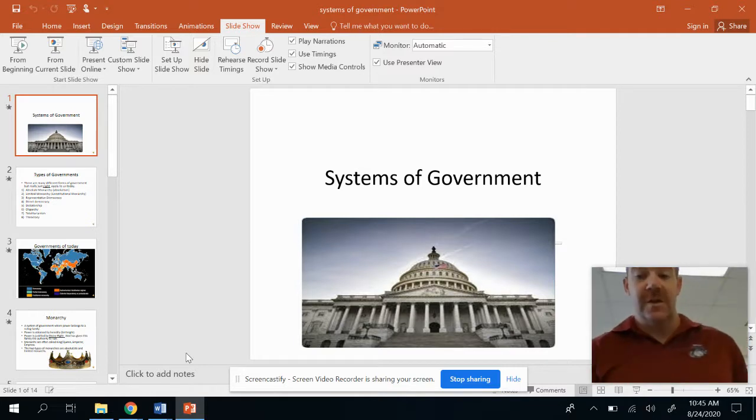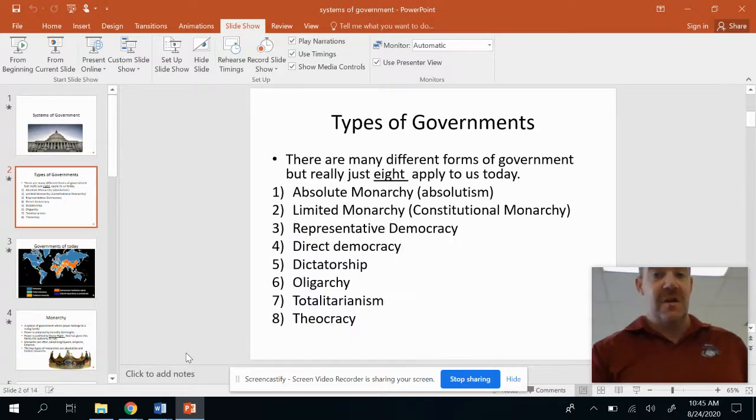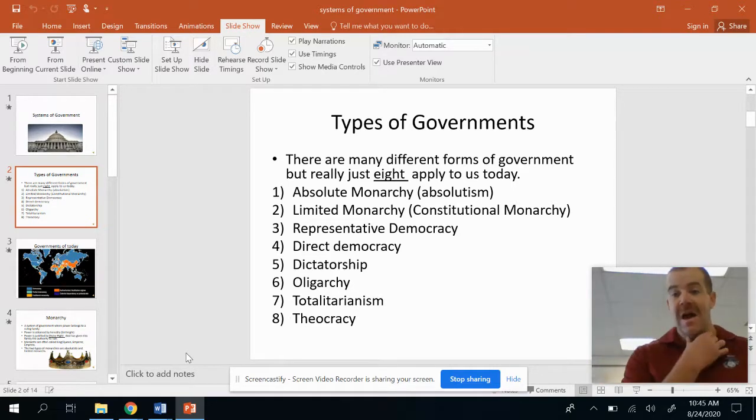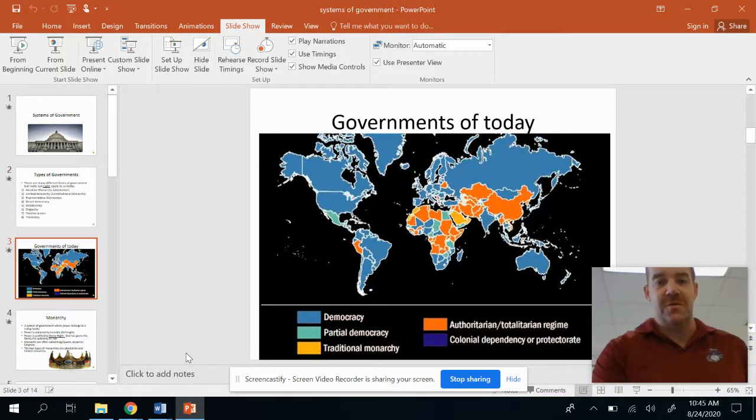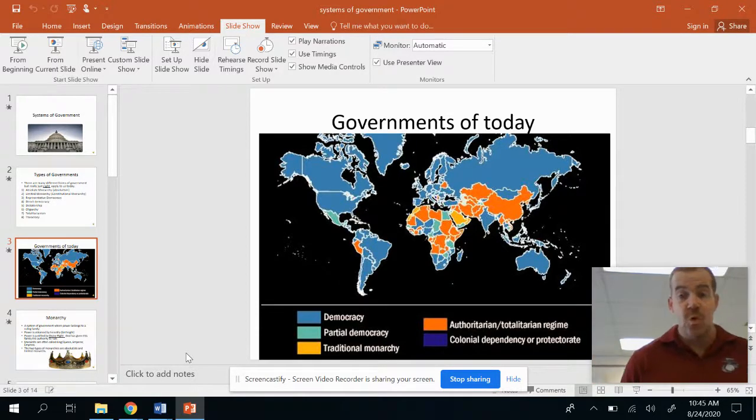So I'm going to go through this right here, systems of government. There's just the list. Remember the PowerPoint, I put it on Canvas so you can view it that way as well. These are the different types we're going to look at. I'll explain each one. Today, most countries operate in some form of democracy. There's just an example so you can see.